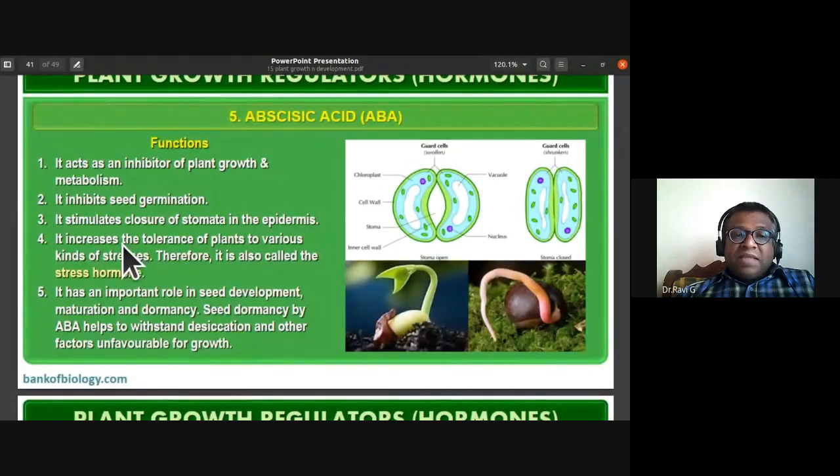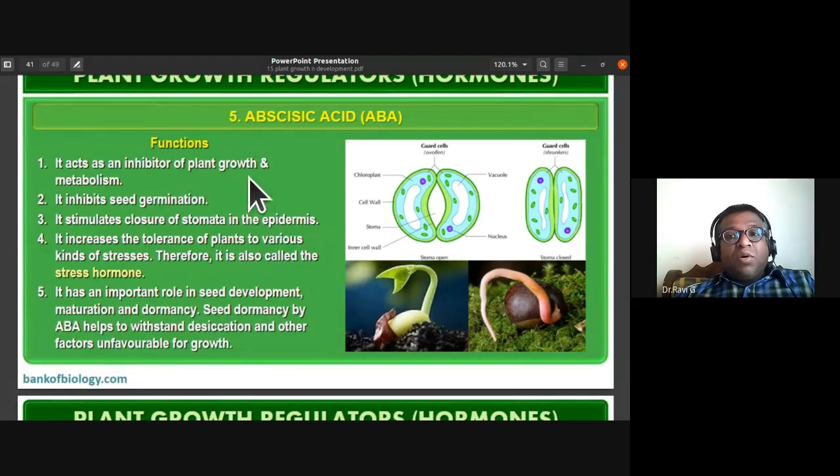So abscisic acid increases the tolerance of plants to various stresses, like water stress and other things. Therefore, abscisic acid is also called the stress hormone. They might ask you for one mark, in NEET or CET, which is the stress hormone? So the stress hormone is abscisic acid. They help to overcome different kinds of stress. They increase the tolerance of plants to various kinds of stress. That is the reason abscisic acid is also called the stress hormone.